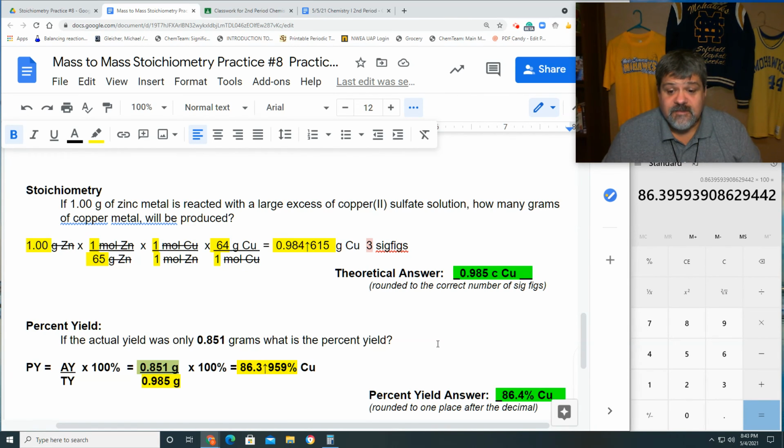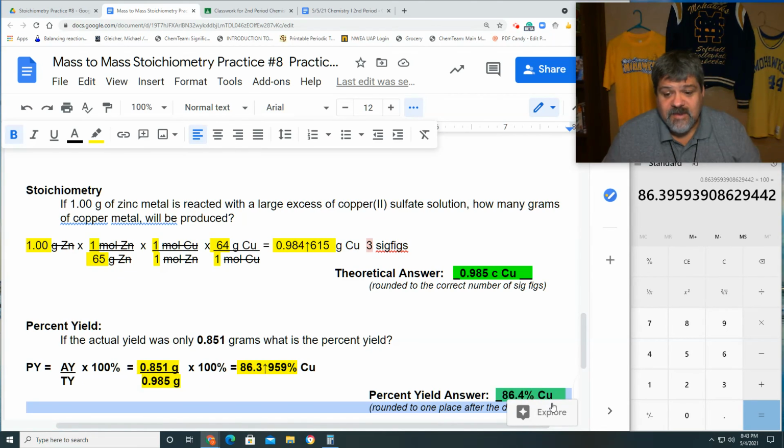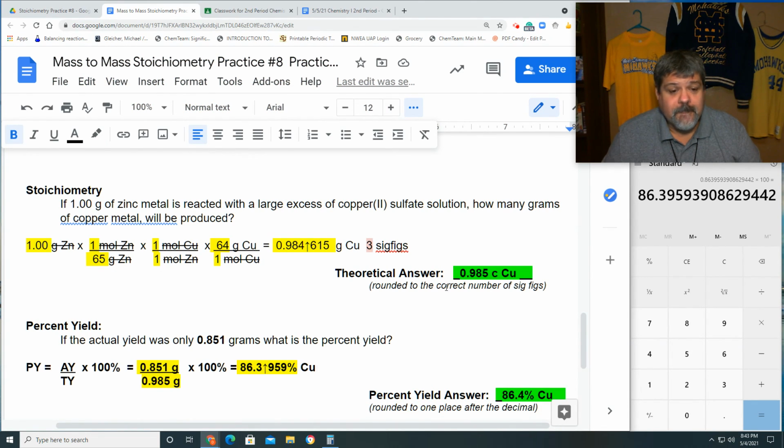Hey, as always, our answer down here at the bottom is 86.4 percent, or percent yield, which is not too bad a percent.